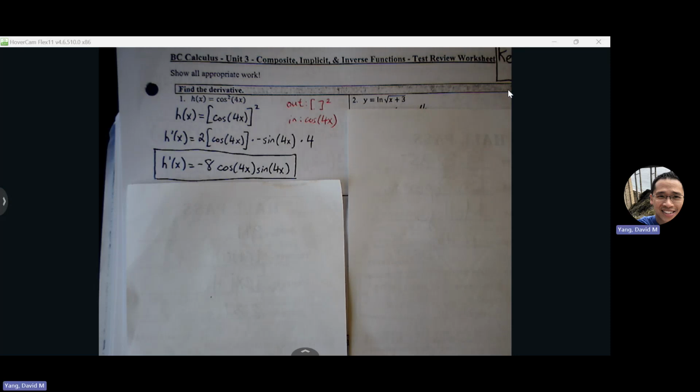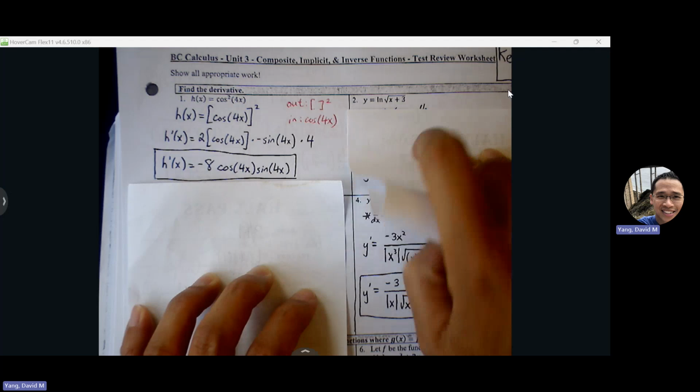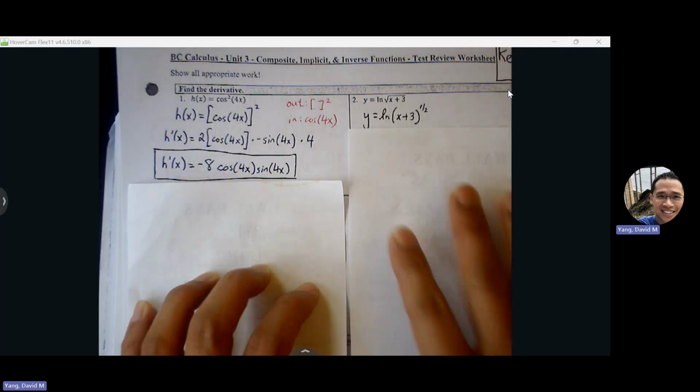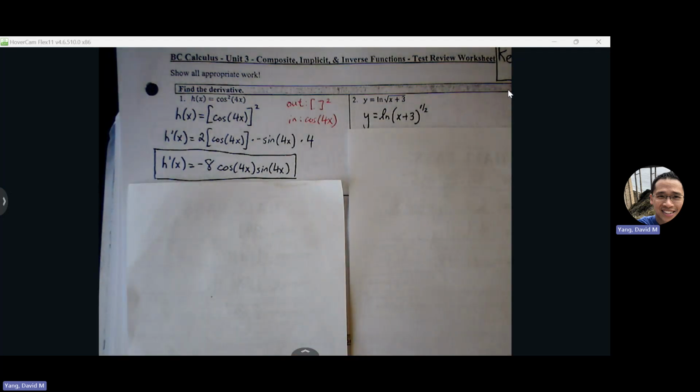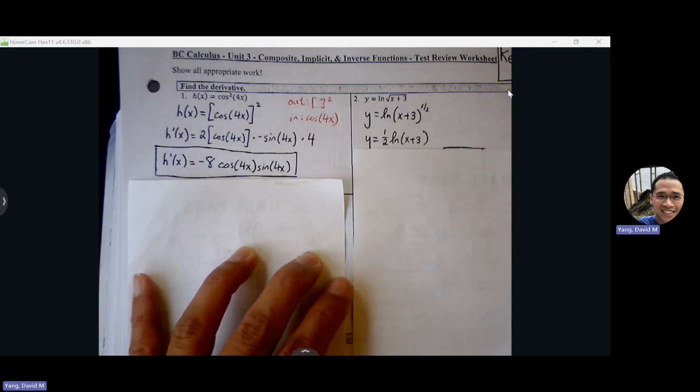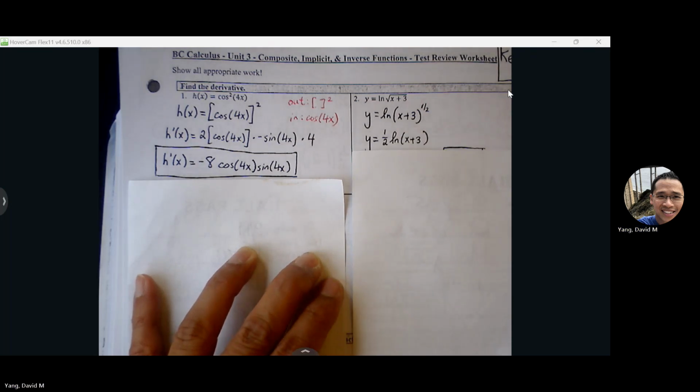Number 2, rewrite it using rational exponent. And then remember, you can take advantage of log properties rather than going through u prime over u at this stage and having to go through additional chain rule. Once that 1/2 comes down, then it's a lot easier without having to go through chain rule. So take advantage of log properties, and then your derivative is going to be a lot easier.